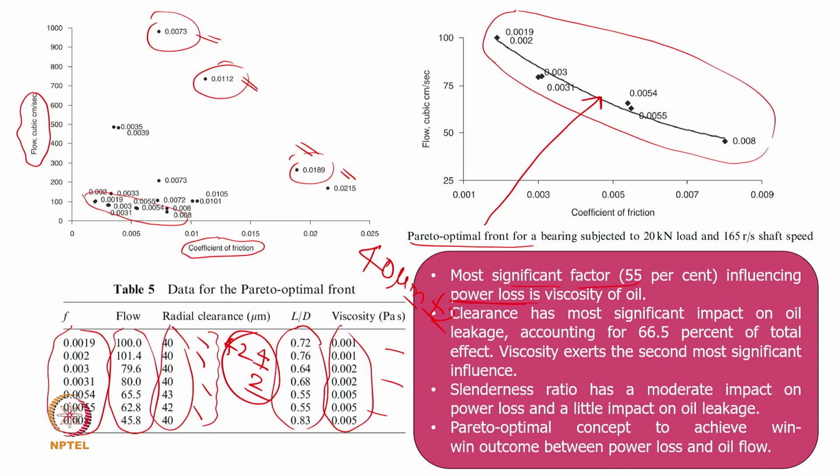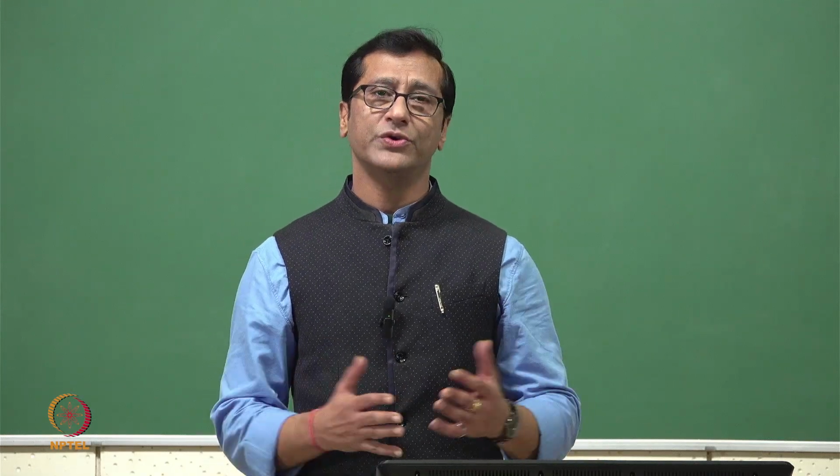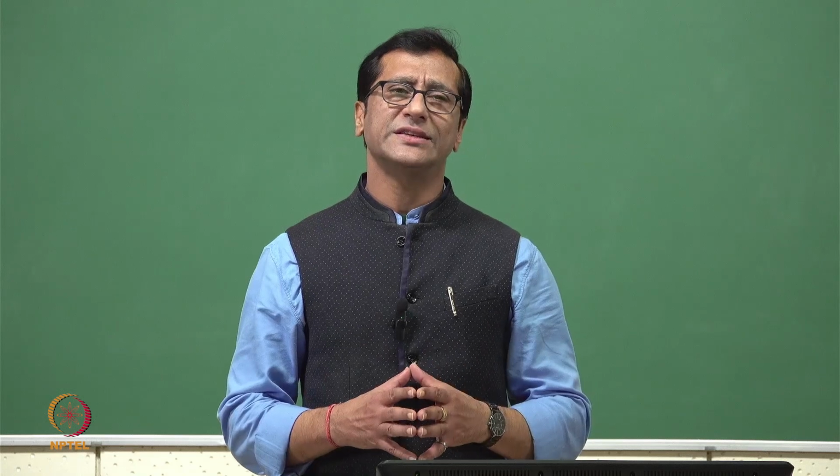Now what has been interpreted in this is that the most significant factor is viscosity, which is influencing the power loss, the coefficient of friction. Clearance has the most significant impact on oil leakage. For oil flow, clearance plays the more important role, and then viscosity plays the second role. Coming to the L by D ratio, it doesn't have a much significant impact, it has a moderate impact. We look at 0.55, 0.83, 0.64. So even if I now choose 0.6 as the L by D ratio or 0.5, it's not going to vary significantly.